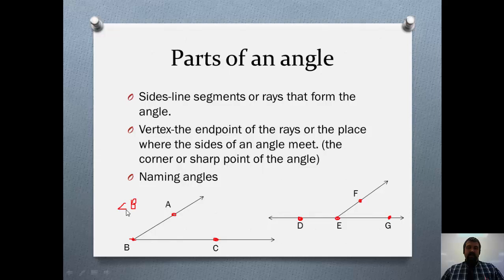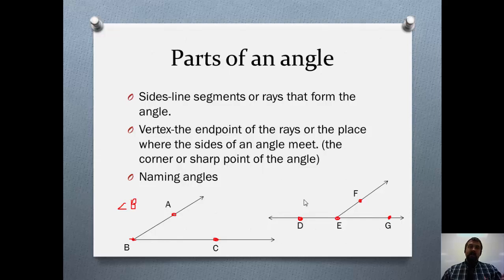Angles will look something like this. They might be rotated, they might be flipped over, but they will have a corner called a vertex. If it was hard to tell which angle I was talking about, for instance, if I look at this right one over here and I said angle E, do I mean this part, ray EF and ray EG with vertex E? Or am I talking about ray ED and ray EF with the vertex being E, this bigger angle right here? Whenever it's in doubt, you have to name it with all three points.